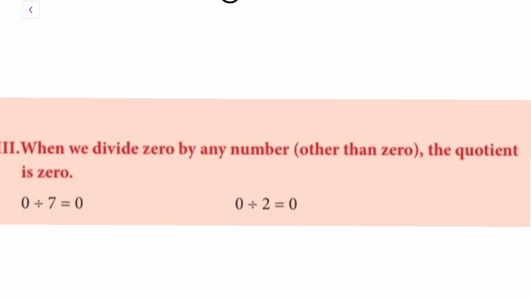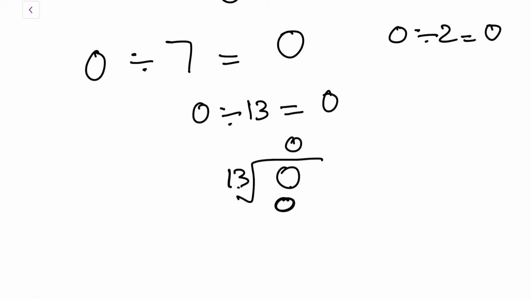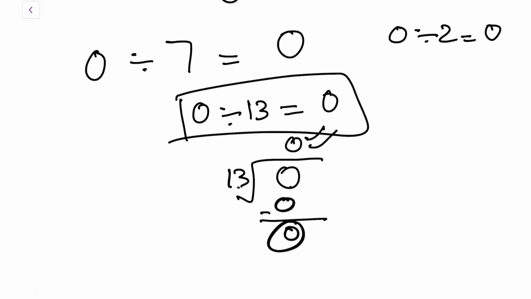Here's your third property. When we divide 0 by any number other than 0, the quotient is 0. Let's take an example of 7. 0 divided by 7 is 0. 0 divided by 2 is 0. 0 divided by 13 is 0. How did we do that? Let's take 13 and 0. 13 into what is 0? 13 into 0 is 0. So the answer is 0. So when we divide 0 by any number other than 0, the quotient is 0 itself.